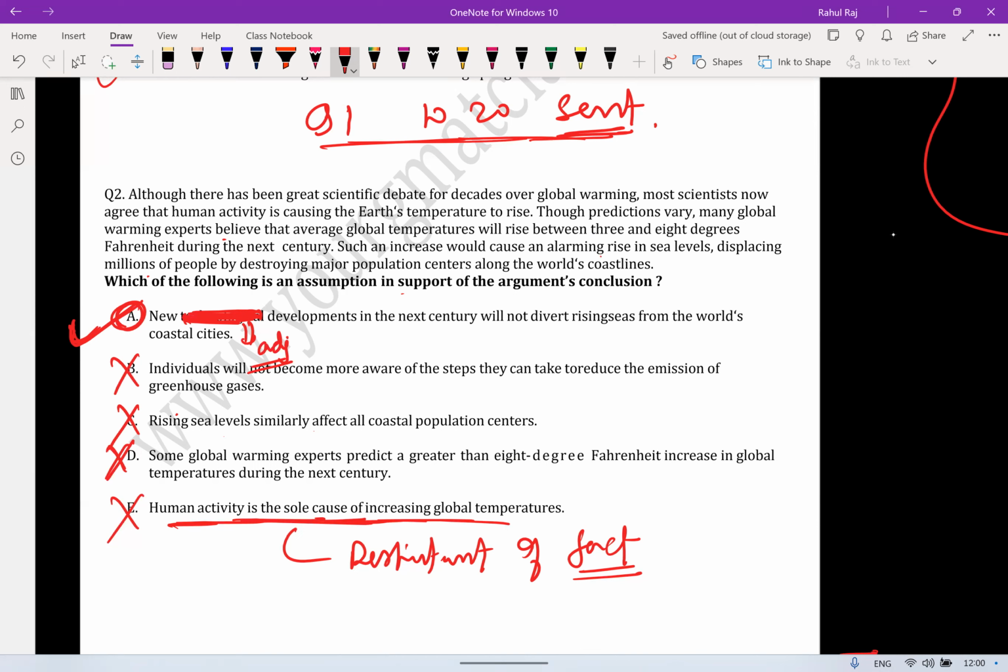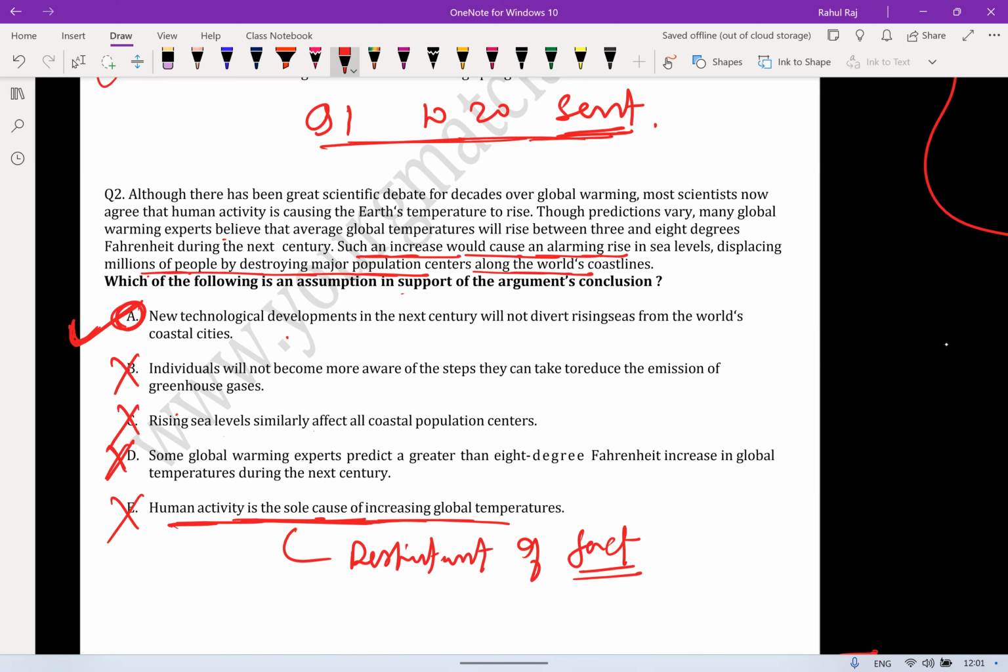So the word "technological" has been inserted to confuse you so that you think it is out of scope. But this is not out of scope. "Technological" has got no meaning here at all. The actual sentence is new development in the next century will divert. So see here, I'll come down to this again, but look into the answer properly. Imagine, what is my conclusion? Such an increase would cause alarming rise in the sea level, displacing millions of people by destroying major population center along the world coastal cities.